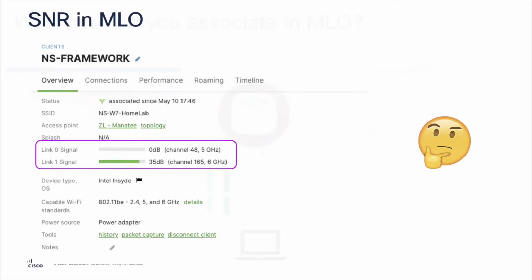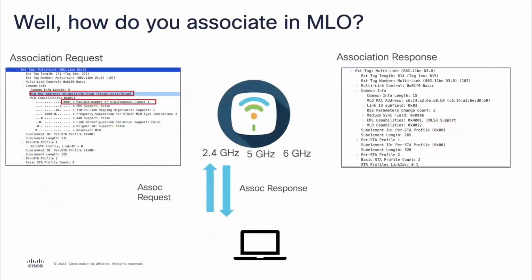How do you associate in MLO? Well, your association only happens on one radio link, right? And at least for me, this was a bit of an aha moment. The frames are only actually exchanged physically on one link, so you don't have signal on the other bands. That means when we're thinking about SNR, we have to start retraining our brains to think differently about SNR.